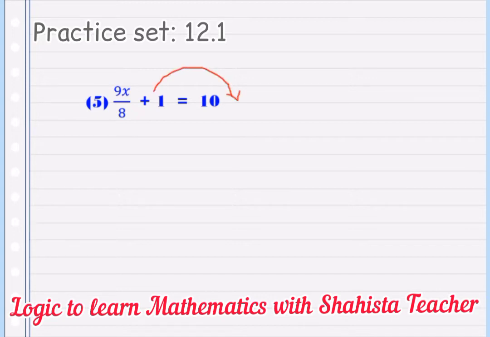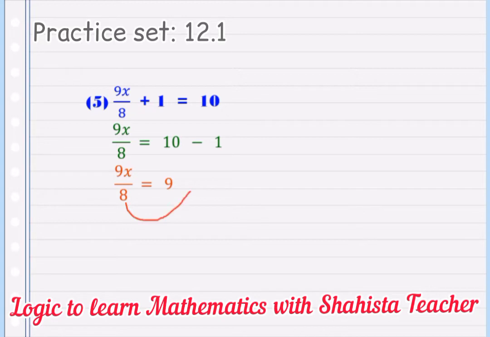Now here plus 1 will shift from left to right, so it will become 10 minus 1. Plus becomes minus. So 9x upon 8 is equal to 10 minus 1. Plus 1 shifts from left to right, so it becomes minus 1. So 9x upon 8 is equal to 9.